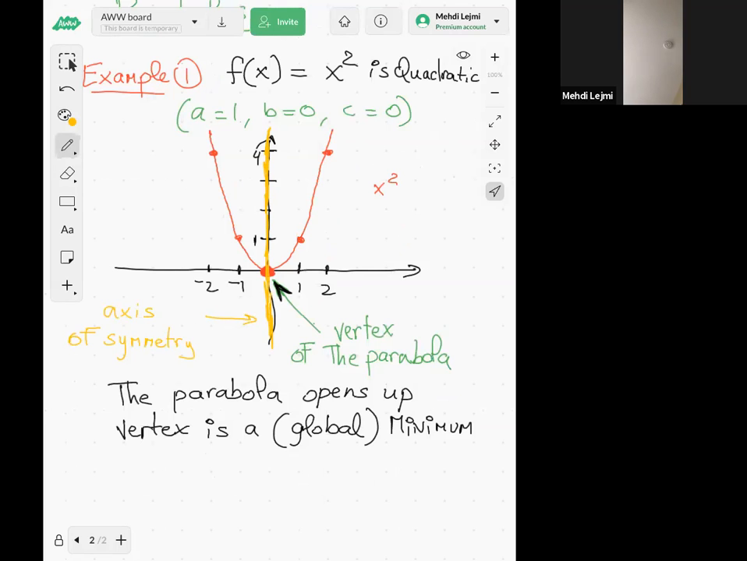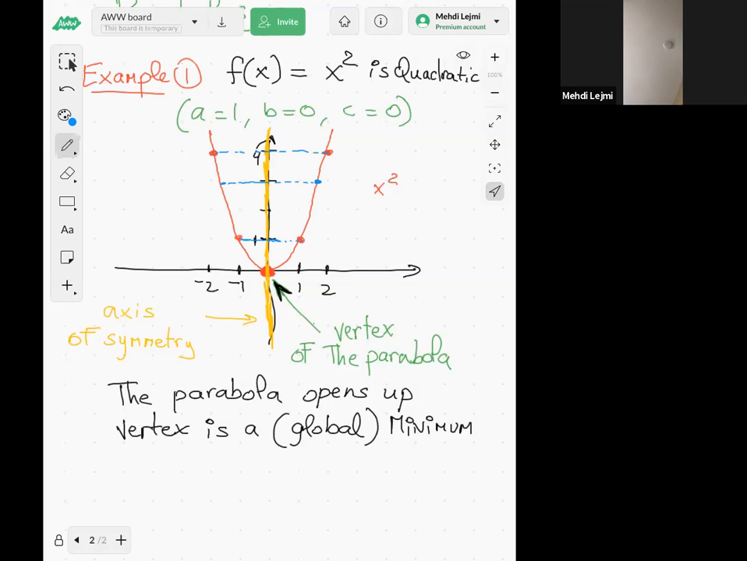Like the reflection of this point here would be this point, right? About the y-axis. So the reflection of this point would be this point here. Or if you take this point, then it's going to go to this point, right? So you have a reflection about this y-axis. So this is an axis of symmetry, right? This is a general statement. Whenever you have a quadratic function, you always have an axis of symmetry, all right?